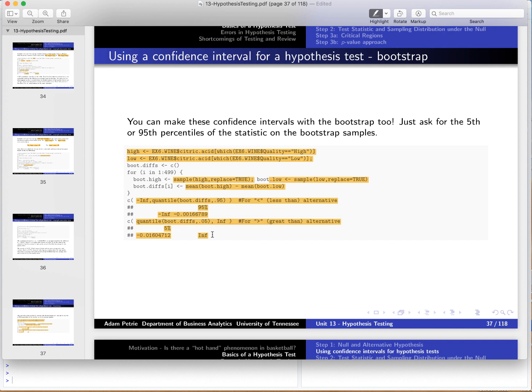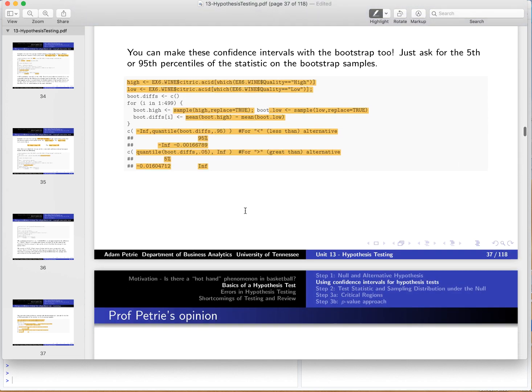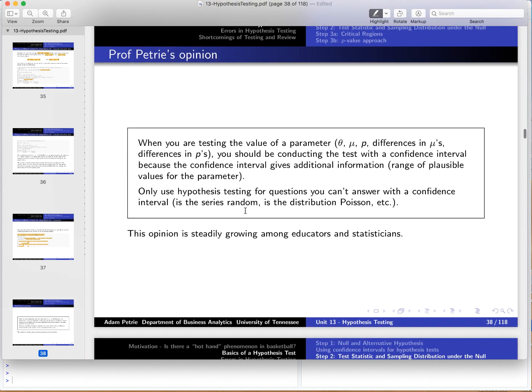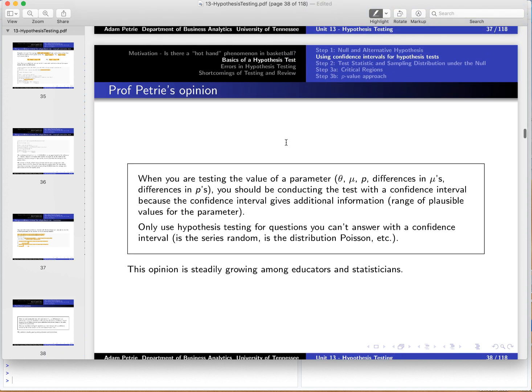So we can still use the bootstrap if we want to make these confidence intervals, and that allows us to essentially make a confidence interval to answer a hypothesis test. Here's my opinion, and actually the academic literature and people are starting to get more on board with this: whenever we could use a confidence interval to run this hypothesis test, we really should. And a lot of the times we're in a world where we can use a confidence interval to answer our question.